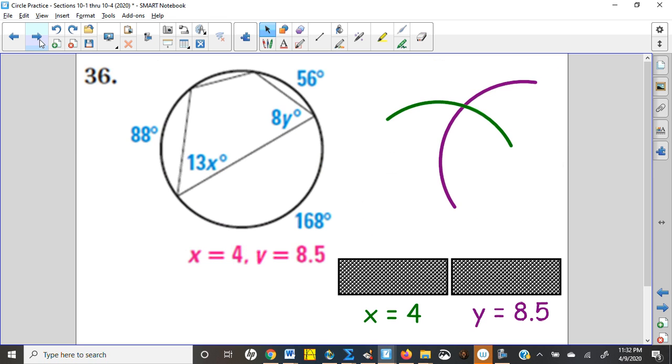So are you ready? There's a closer look. So notice that I have, when it comes down to it really, 4 different arcs because of the 4 different points of the quadrilateral, the inscribed quadrilateral.